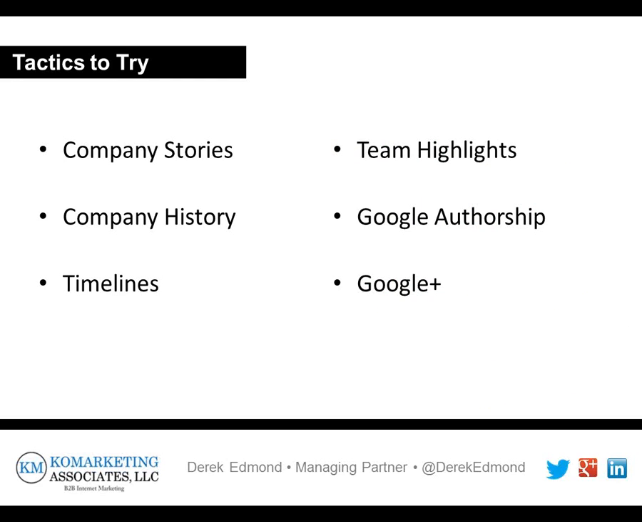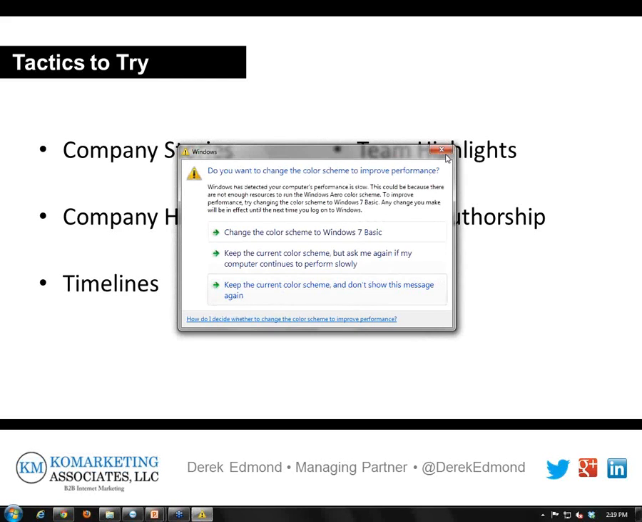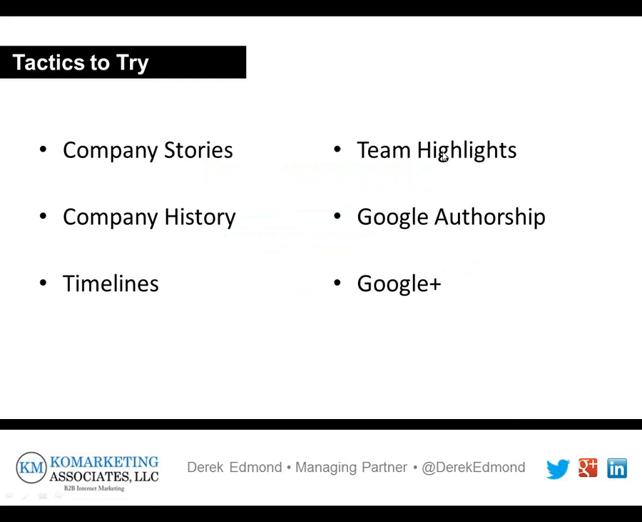So here are some tactics to think about and try as you review your own company section and about pages. How can we integrate company stories? Talk more about the company history. From the visual perspective, integrate timelines or other design-related ways to showcase key milestones beyond just a list of press release archives. Team highlights: what is the team doing, and where can I connect to them from a social side? And look into both Google Plus at the individual and the page level, as well as Google authorship.